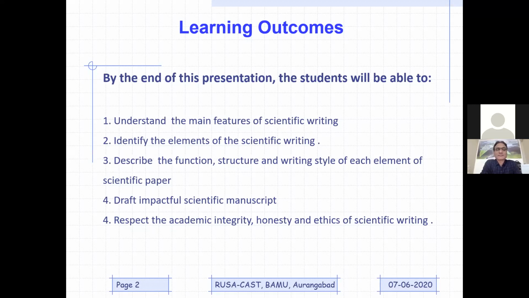By the end of this presentation, I do hope that students will be able to understand the main features of scientific writing. You will be able to identify the elements of scientific writing. You will be able to describe the function, structure, and writing style of each element of scientific writing, because we are going to discuss all those elements of a scientific manuscript. You will be able to draft an impactful scientific manuscript, and most importantly, you will be able to respect the academic integrity, honesty, and ethics of scientific writing.